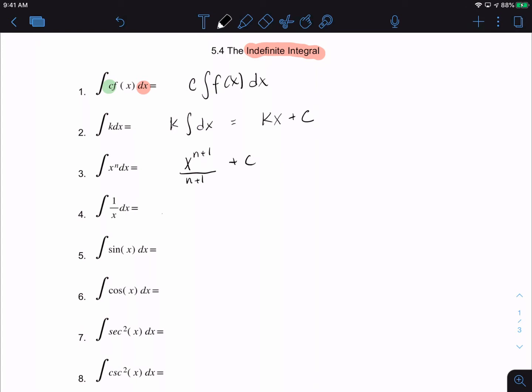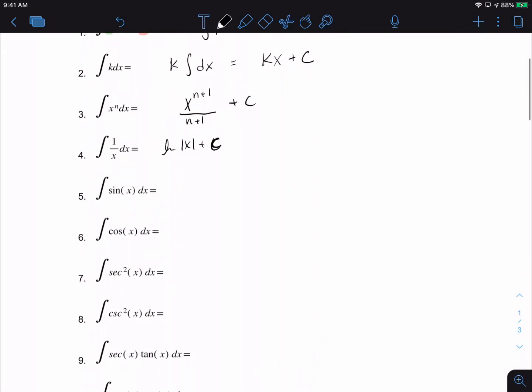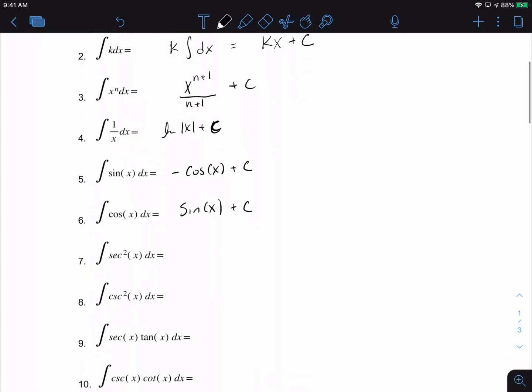The next one we also did, so that's ln of x plus c. Let's make that a better c. Then sine is negative cosine of x plus c. The integral of cosine is sine of x plus c. Secant squared. So what would give me secant squared? That's tangent, right? If I were to take the derivative of tangent, I'm going to get secant squared.